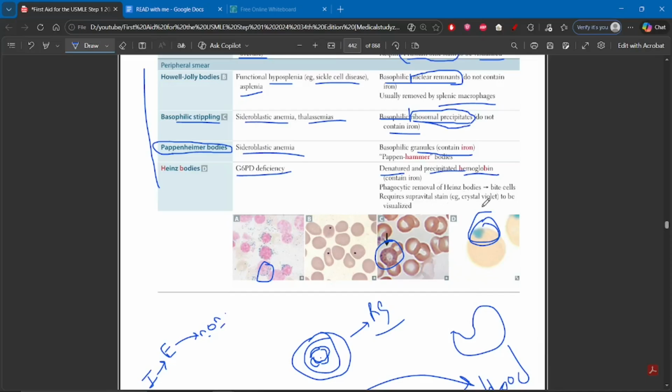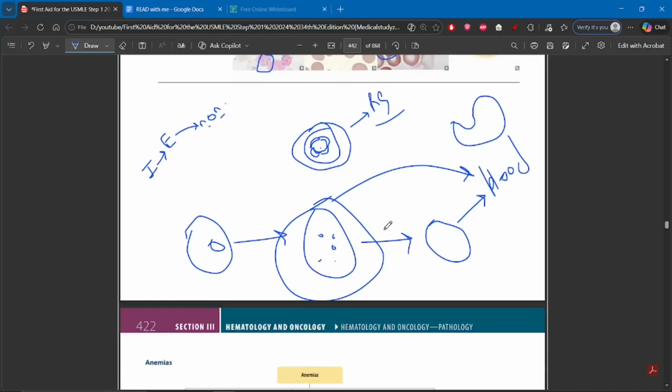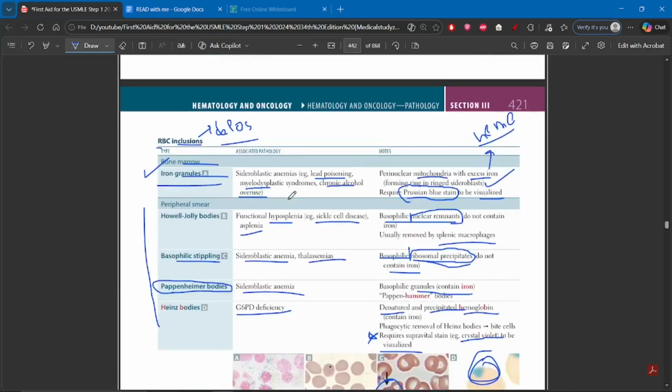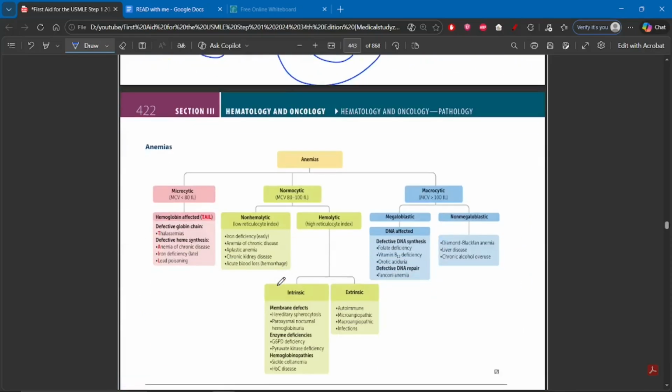It requires supravital stain, which is a crystal violet, to be visualized, right? So crystal violet stain is required to visualize it. This is an important detail that you must remember. And this is it for the RBC inclusions.